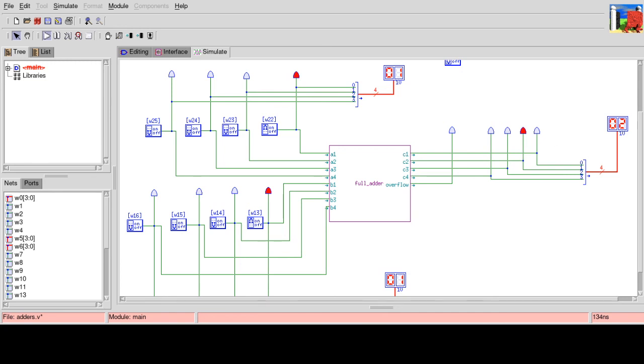Let's do something more interesting. How about 3 plus 1? Well, 3 plus 1 is 4. You can see that it works. What about 3 plus 3? Well, 3 plus 3 is 6.